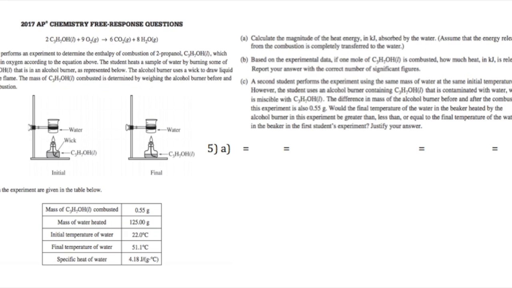So now let's move on to part A, which asks us, calculate the magnitude of the heat energy in kilojoules absorbed by the water. Assume that the energy released from the combustion is completely transferred to the water. So an equation should spring to mind as soon as we hear this, and this is the famous equation Q equals MC delta T, and so Q obviously being the heat energy.